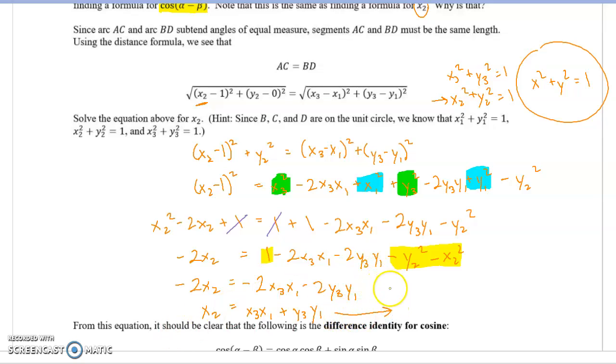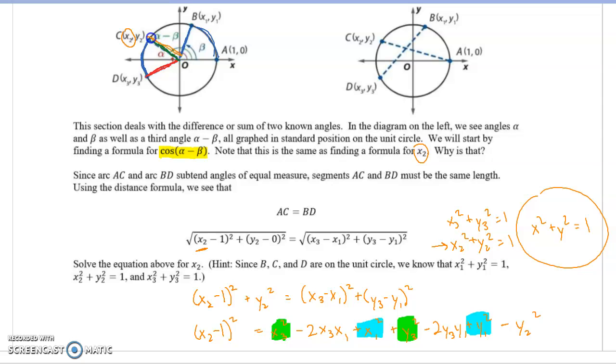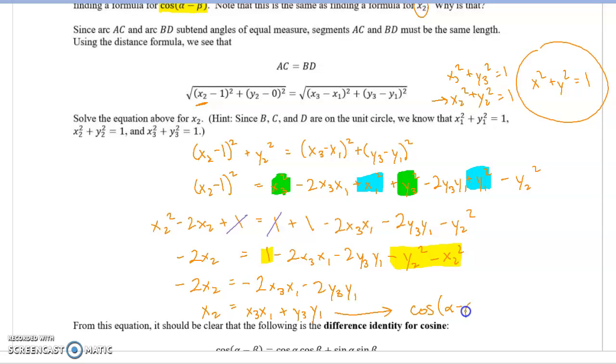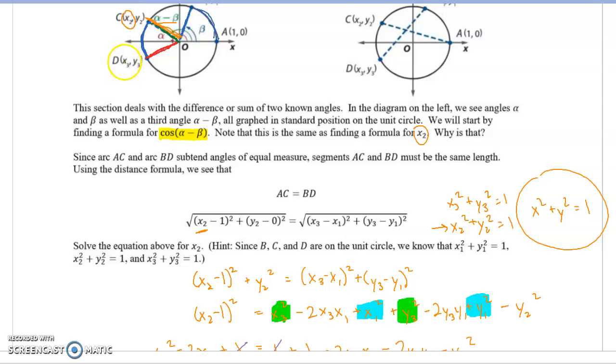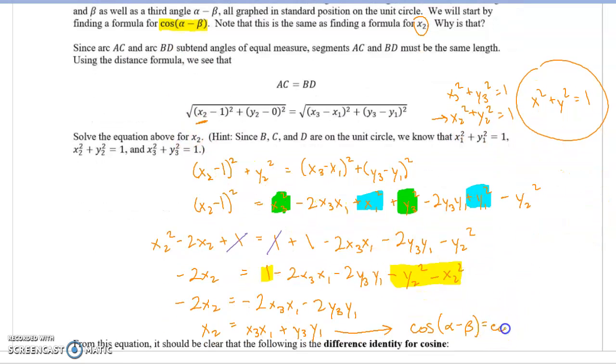But remember that x2 is the same thing as the cosine of the angle that's right here, which is alpha minus beta. So that's why we were solving for x2. But x3, wait a second, x3 is right here. x3 is the x-coordinate of the angle alpha, right? So this is just the cosine of alpha. And x1 would be the cosine of beta for the same reason. And then we've got a plus.